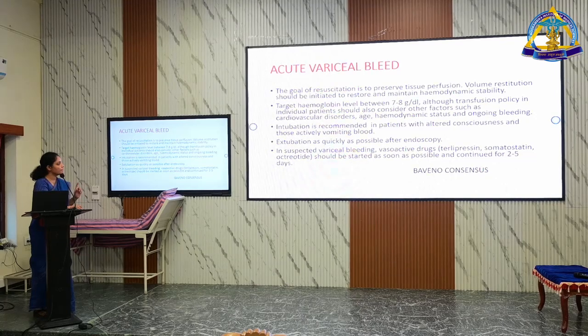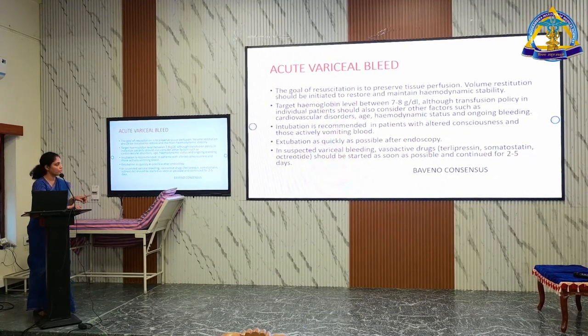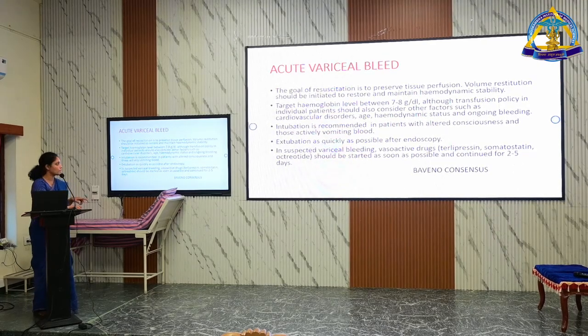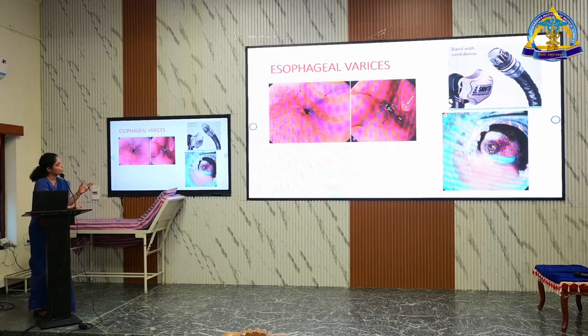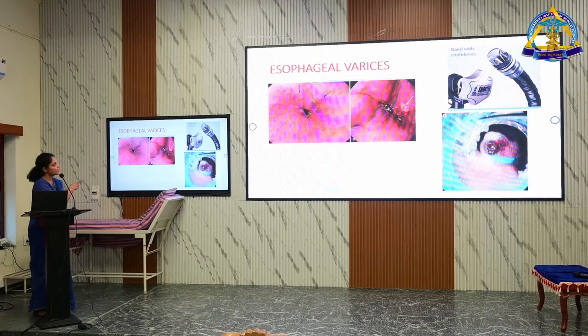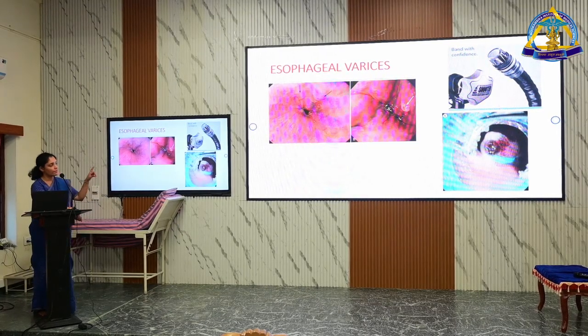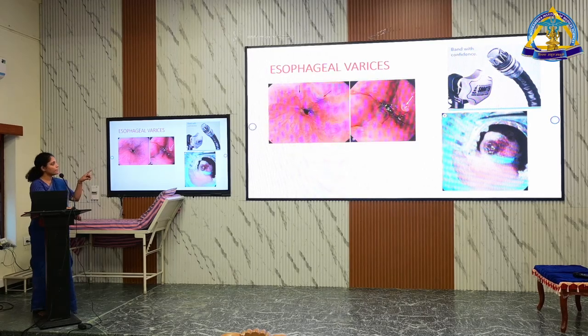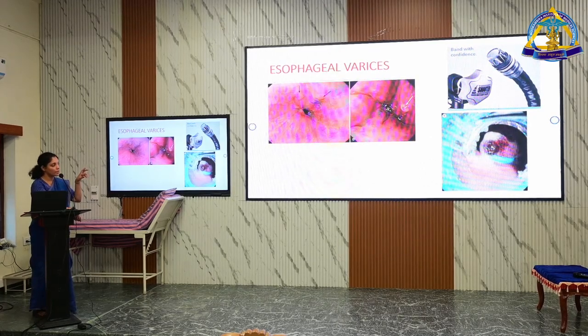And in suspected variceal bleeding, vasoactive drugs such as terlipressin or octreotide should be started as soon as possible, continued for 2 to 5 days in tapering doses. So this is just to show you, this is the appearance of the esophageal varices. And in the second picture, you can see the white nipple, and that is suggestive of a red color sign.